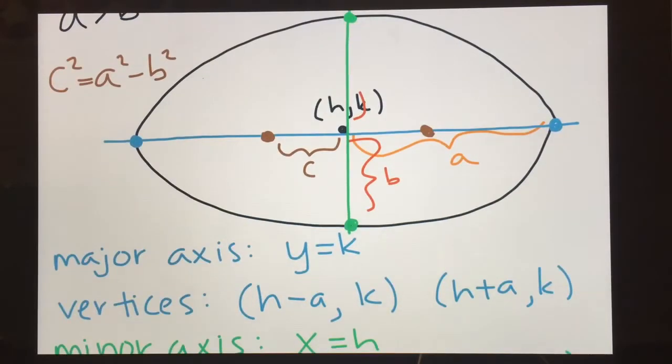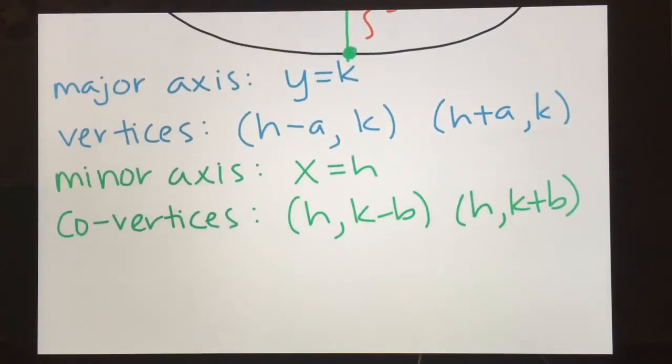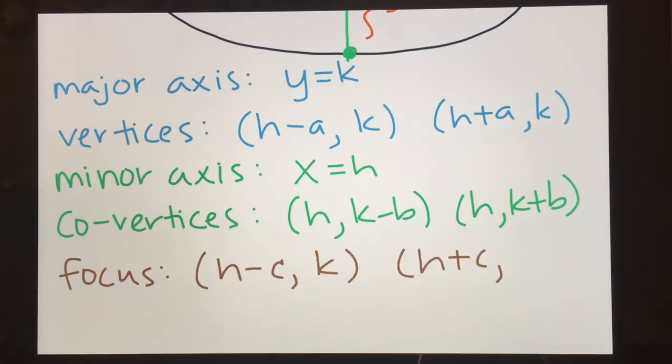So my focus is to the left and the right of the center. I'm going to say my focus is h minus c, and h plus c. So there are all the things that we needed to find about that picture. All right, now we're going to do the next picture.